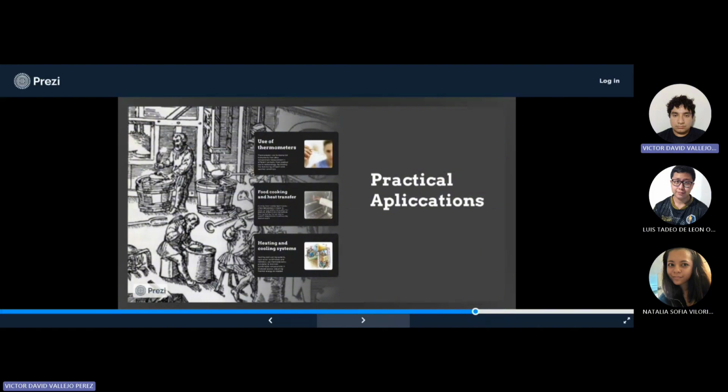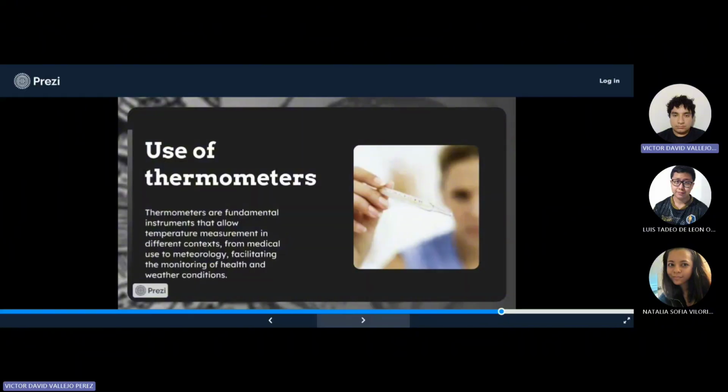Practical applications. Use of thermometers. Thermometers are the fundamental instrument that allows temperature measurement in different contexts, from medical use to metallurgy, facilitating monitoring of heat and weather conditions.